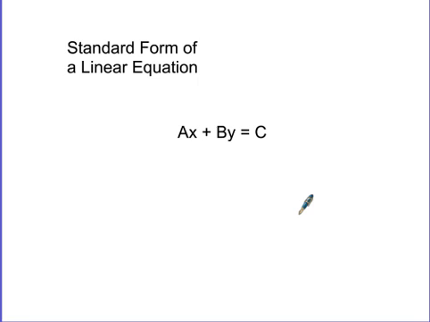Okay, so today we start chapter 3 with a real nice and easy introduction to the idea of standard form of a linear equation. Standard form of a linear equation is always in this format. It always has to look just like this: ax plus by equals c. And so we'll talk about the parts of the equation and what they represent.